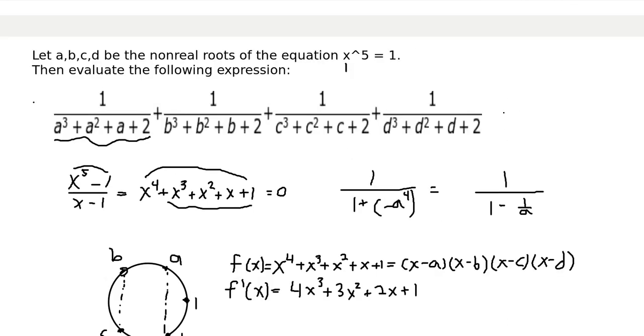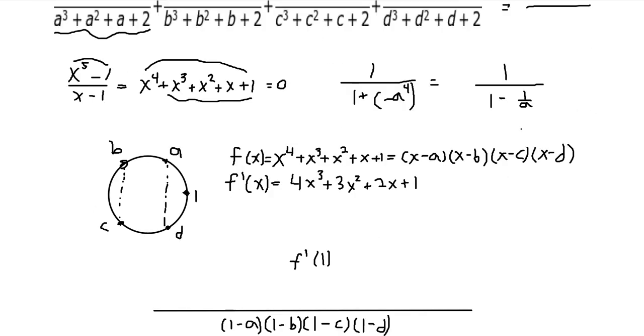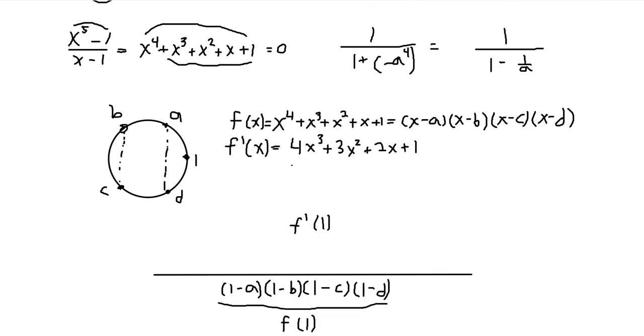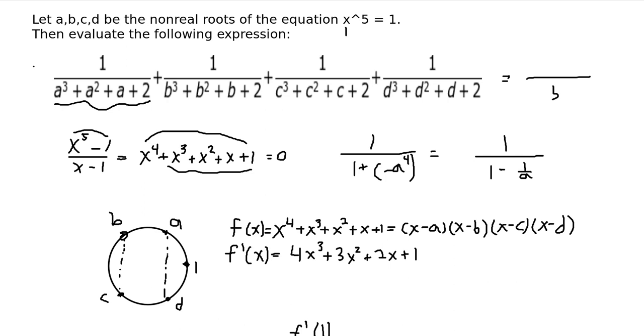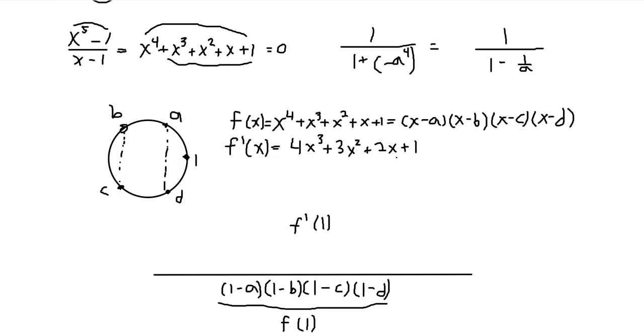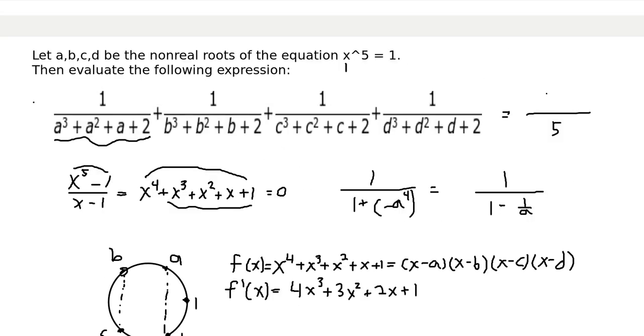So now we can finally say what this expression is. It's f prime of 1 over f of 1. And f of 1 is just 1 plus 1 plus 1 plus 1 plus 1. That's 5. That's easy. And then this expression is 4 plus 3 plus 2 plus 1, which is 10. So, lo and behold, the final answer is just 2. Wow, this beastly expression just evaluated to 2.